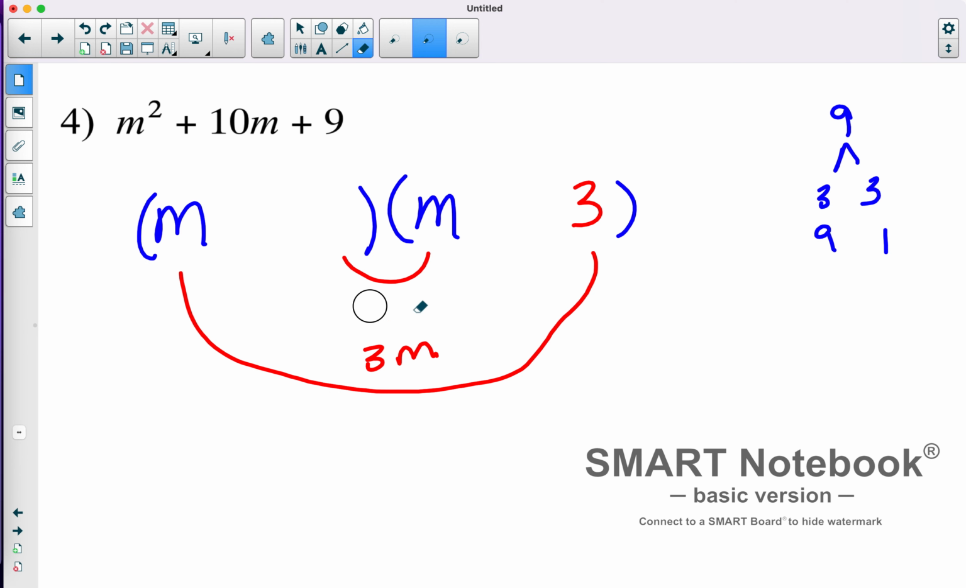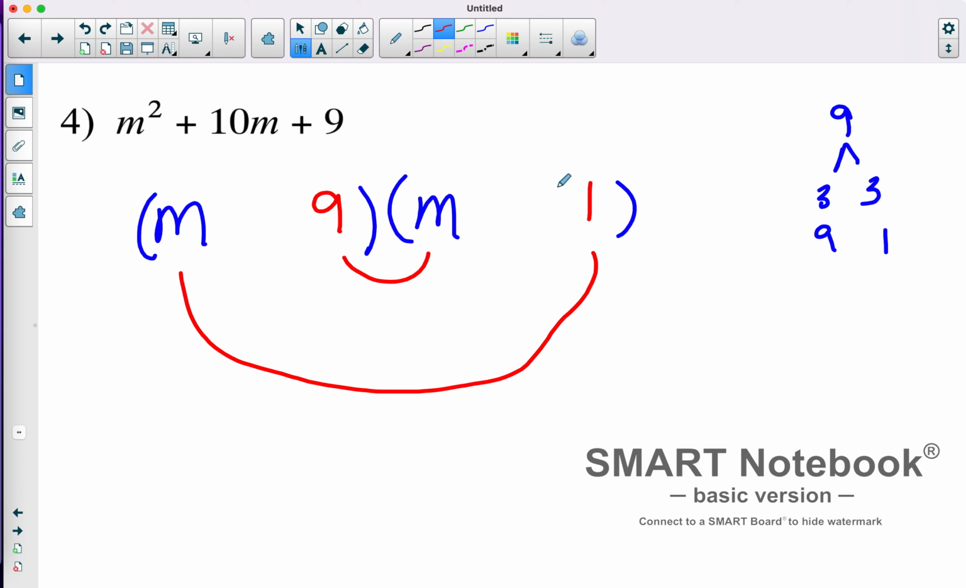So that's not actually going to help me. If I change the factor from 3 times 3 to 9 times 1, that still multiplies to give me 9, but it gives me a 9m and a 1m, which does combine to give me 10m. So that's what we wanted, a positive 9 and a positive 1 to give me a 10m. It did multiply to give me a positive 9. So our factored form would be m plus 9 times an m plus 1.